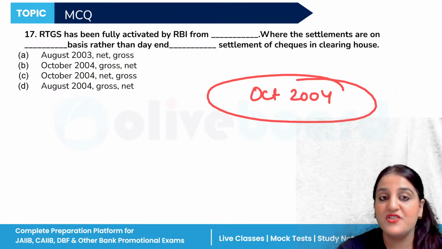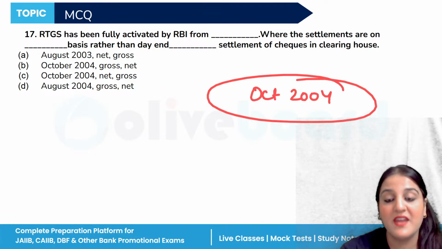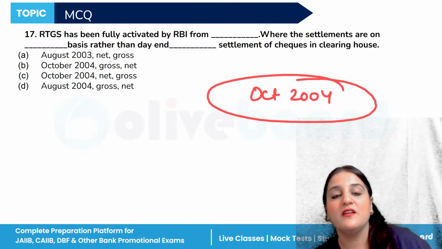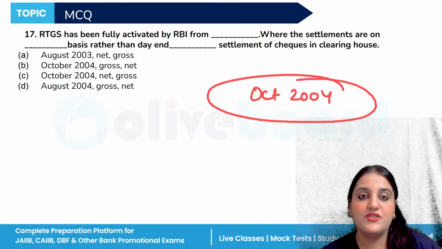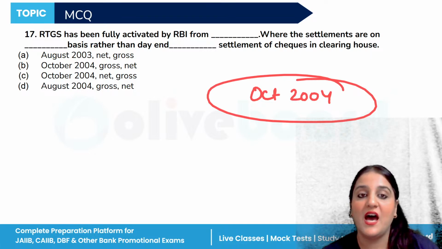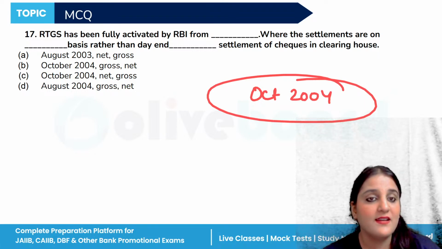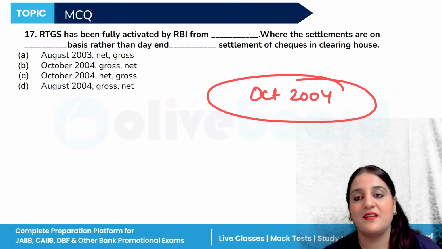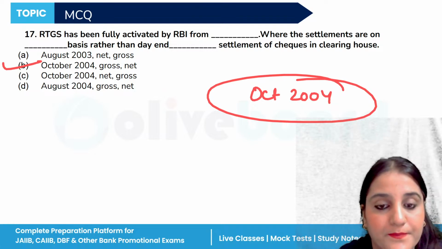And this is the essential payment system that allows for the real gross settlement of high value transactions and ensures the efficiency, security and the convenience in the fund transfers. So here we can say the correct answer is RTGS has been fully activated by the RBI from October 2004 and where the settlements are on gross basis rather than net settlement of checks in clearing house. Option B is correct here.